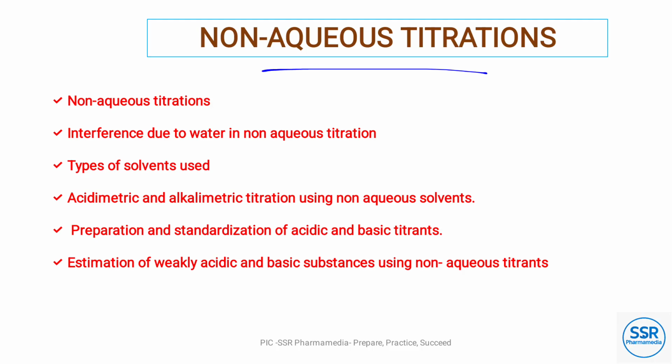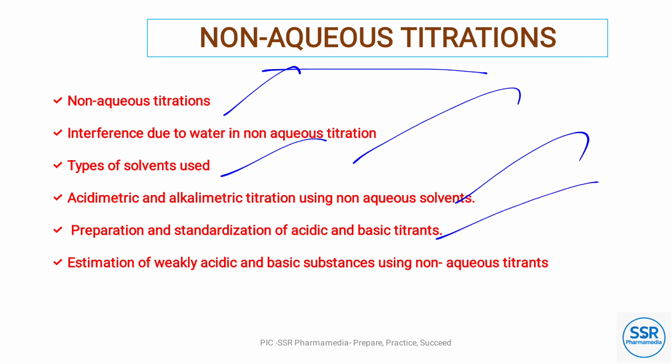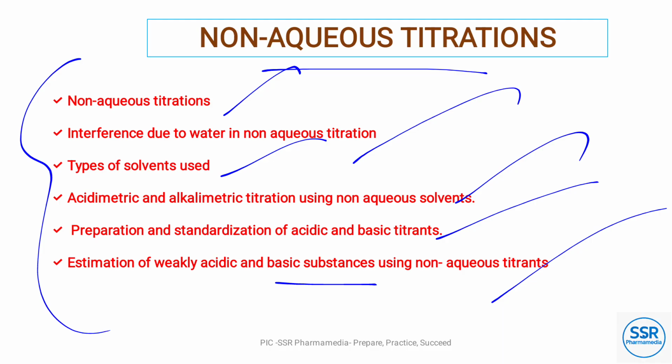Under the non-aqueous titration, today we are going to cover what is non-aqueous titration and interference due to water in non-aqueous titration, and types of solvent used in non-aqueous titration, acidimetric and alkalimetric titration using non-aqueous solvents, and preparation and standardization of acidic and basic titration of non-aqueous, and estimation of weakly acidic and weakly basic substance using non-aqueous titration. So, we are going to cover these topics.